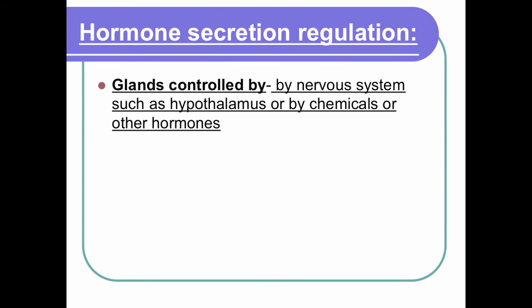So glands, definitely write this down. Glands are controlled by the nervous system, such as the hypothalamus, or by other chemical messengers. Like we said, we had that master gland. So they are either controlled by the hypothalamus in the brain, which is your nervous system, or by the master gland.